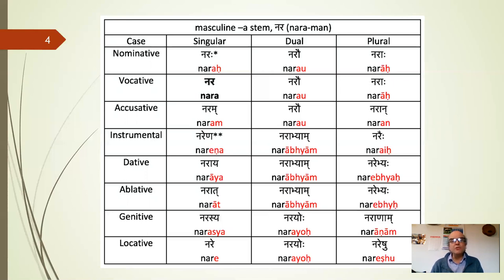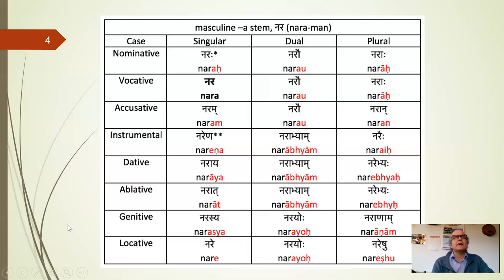And then this can be done in the dual. Two men, narau, if they're the subject, and also if they're the object. But narabhyam, if they're the instrument. And in the plural, naraha, if there are many men doing something. Naran, if they are the object. So this is what's called a paradigm. And you can put a different stem in place of nara and add these endings to it, and these different meanings will still be there. Okay, so this is one example of a paradigm.